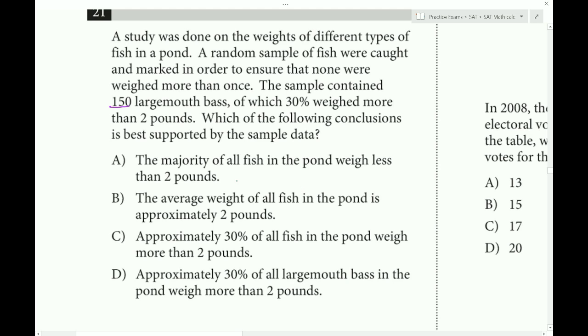Okay. The majority of all fish in the pond weigh less than 2 pounds. We don't know that. We only know about largemouth bass. The average weight of all fish, no. Approximately 30% of all fish, no. Approximately 30% of all largemouth bass in the pond weigh more than 2 pounds. Yeah, that's a good one.